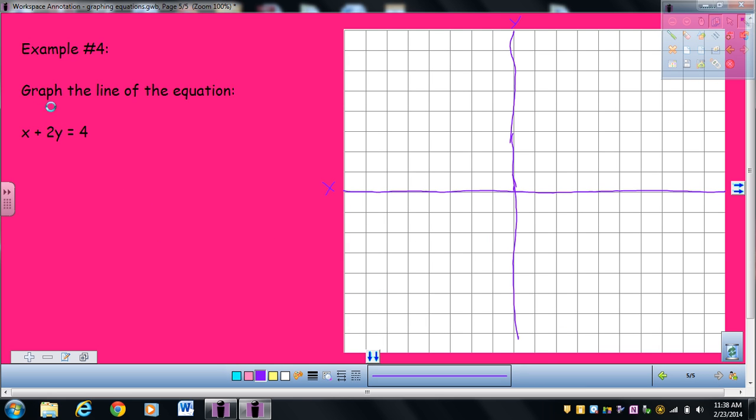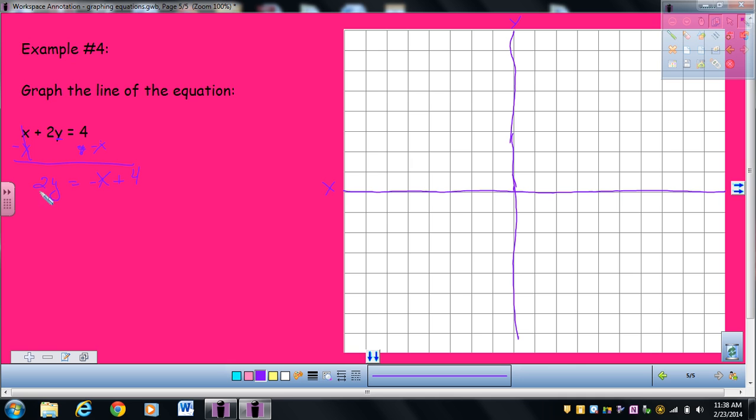My last example is graph the equation of x plus 2y equals 4. This is not in slope-intercept form, so I need to make that happen. I need to get that y by itself, so the first thing I'm going to do is subtract x from both sides. And those x's cancel out, leaving me with 2y. And these are not like terms, so I can't combine them. So I just have a negative x and a positive 4.